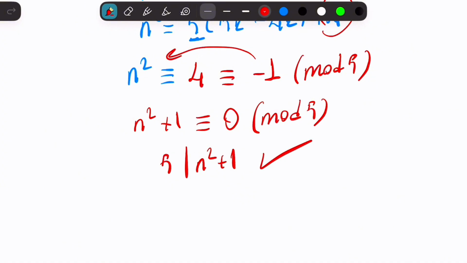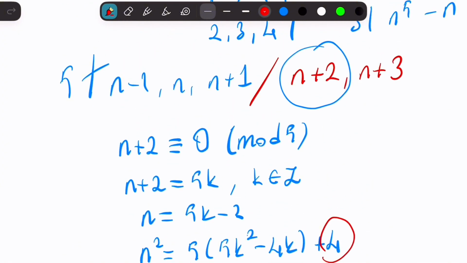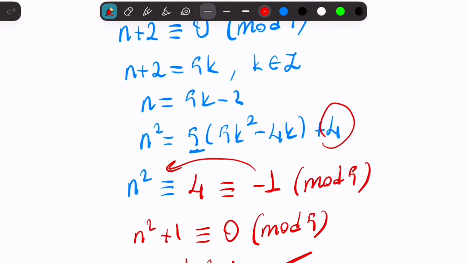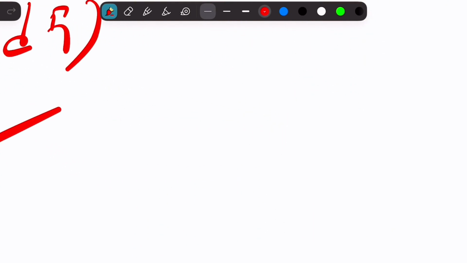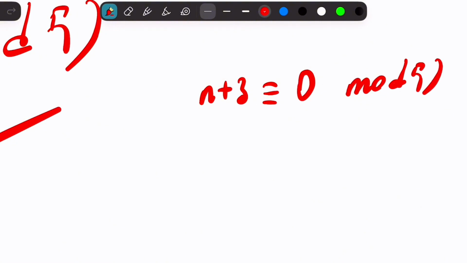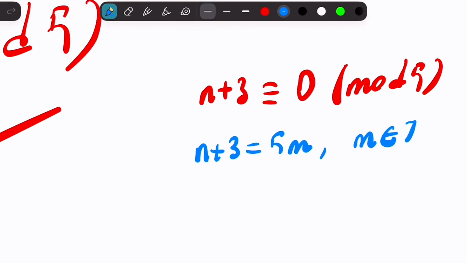Okay, now, who did we examine this for? The number n plus 2. Similarly, let's try to apply these operations to the expression n plus 3. So what do I mean? The remainder of n plus 3 with 5 I think is 0, and I need to prove it. What can I say in this case? n plus 3 is definitely a multiple of 5, where m will be an integer again.